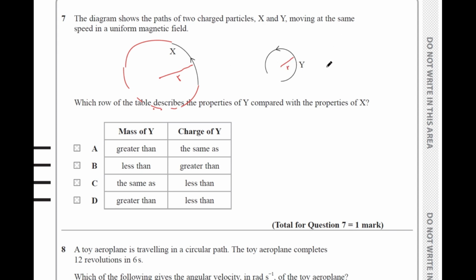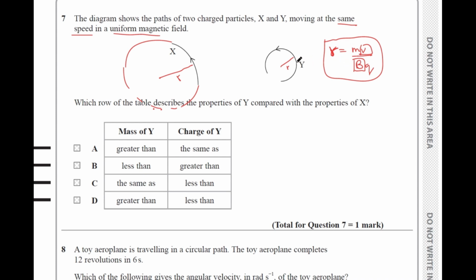And when you are comparing the properties, especially the radius of curvature, there's one equation which is really important for us. It's R equals mv over Bq. And in the question, they had mentioned the uniform magnetic field and the same speed, which means two things are constant here. V and B are constant. So we have to consider R. R is depending on two factors. One is mass, the other one is charge.